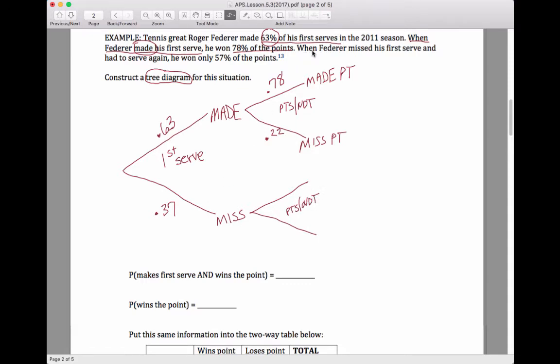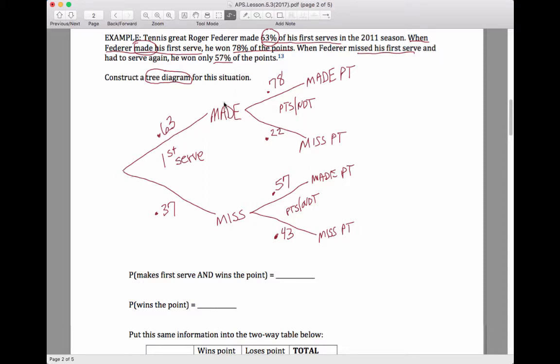Looking at the third sentence, it says when he missed his first serve, he only got 57% of the points. So he only made the point 57% of the time when he missed his first shot. By the complementary rule, 43% of the time he must have missed the point or did not get the point. So we've labeled a scenario where there's a first thing, or a condition, which is whether or not he made his first serve, and then after that, whether or not he got the point.